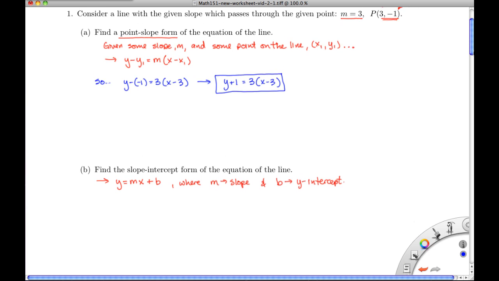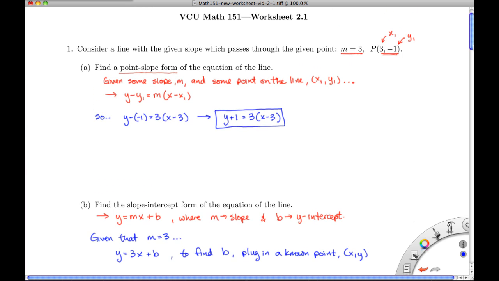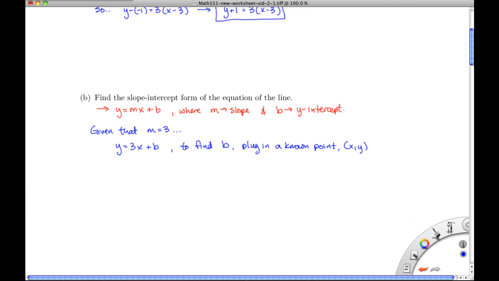So we've got the slope already. We know that the slope is 3. So given that m is equal to 3, we can start to put it together. This is one way. There are other ways of doing this, but if we wanted to, we could say y is going to be equal to 3 times x plus b, and now we need to get b. So to find b, we plug in a known point, x, y. We know from the directions that 3, -1 is a point. So we're going to go ahead and do that.